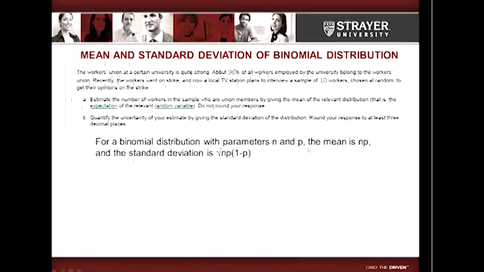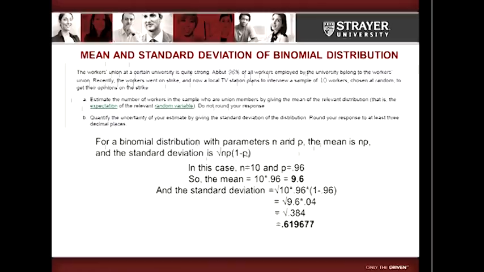Okay, so first it asks for the mean. The mean of a binomial distribution, where n is the sample size and p is the probability, is n times p. And the standard deviation is the square root of n times p times 1 minus p.